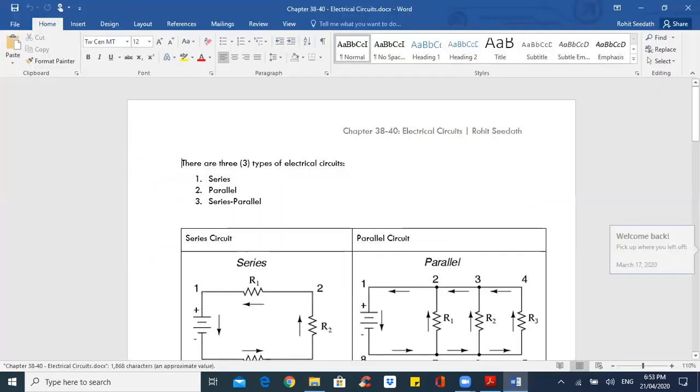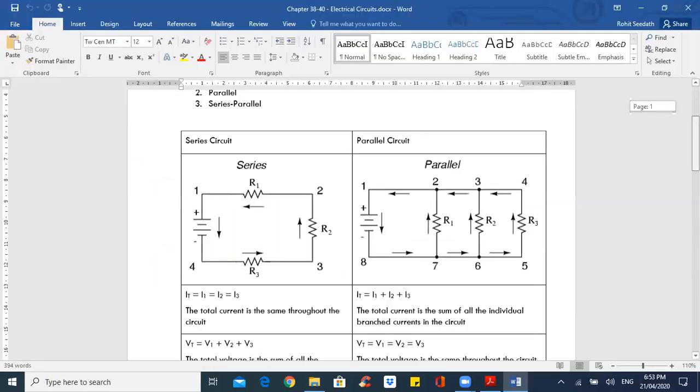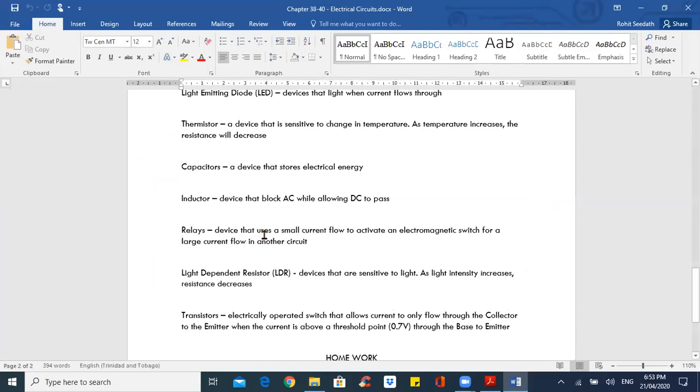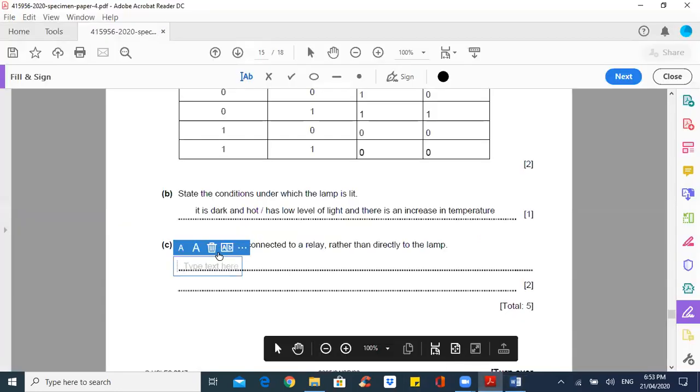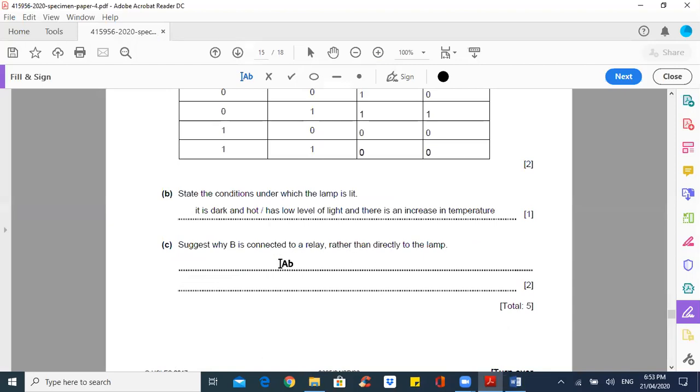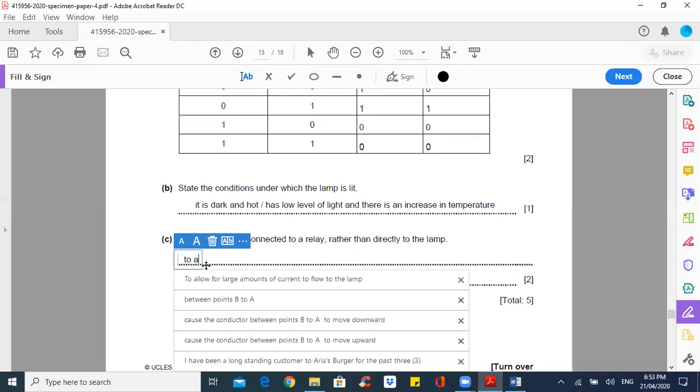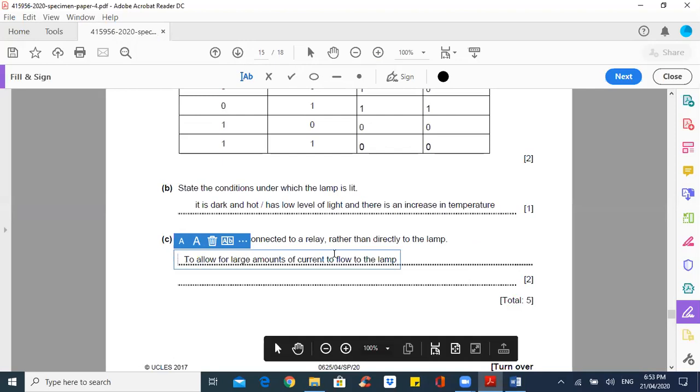All right. So let me go with they ask you why it is connected to a relay. And what's the purpose? A device that uses a small current flow to activate an electromagnetic switch for a large current flow into another circuit. So basically, they ask us here in this question, suggest why B is connected to a relay rather than directly to the lamp: to allow large amounts of current to flow to the lamp. Good, simple as that.